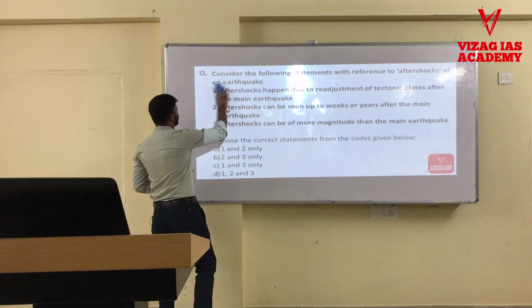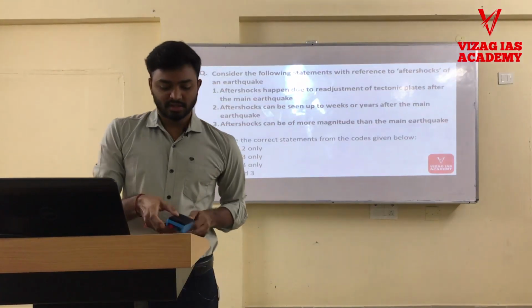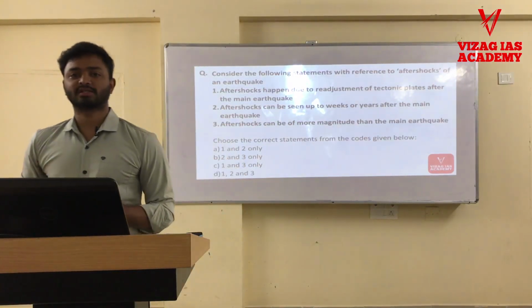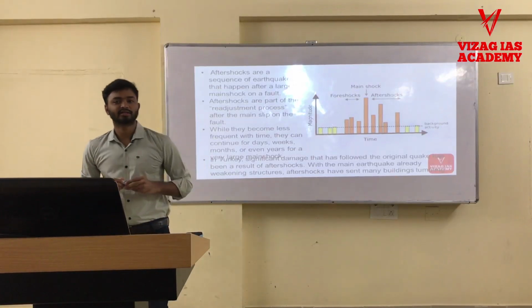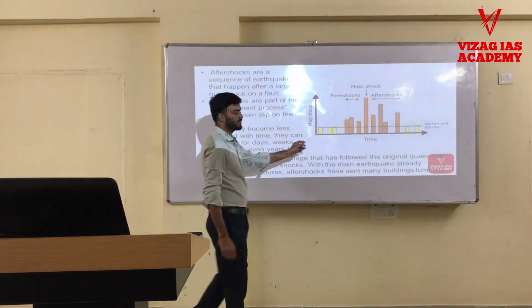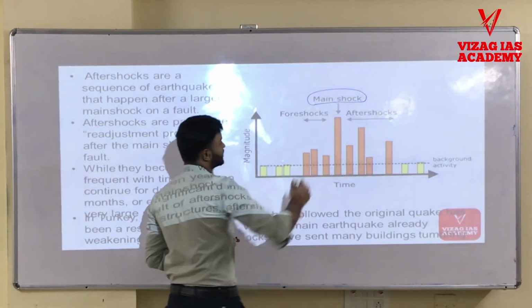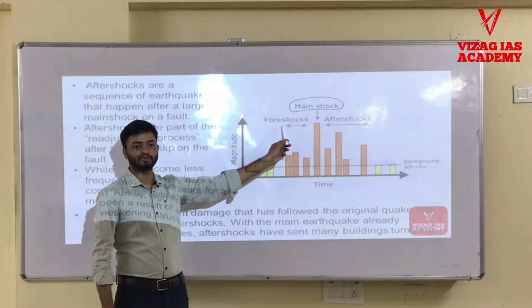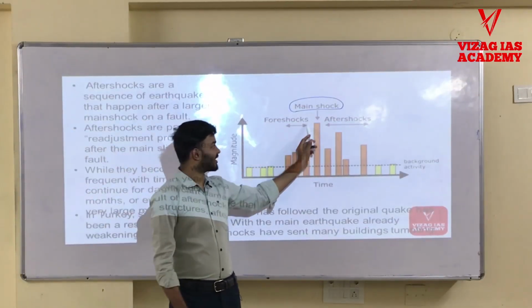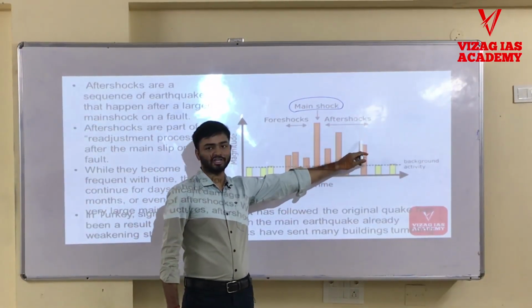Now let us see another question related to earthquakes, about aftershocks. Aftershocks are a series of earthquakes which happen after the main earthquake. If we plot the earthquakes and their magnitude on a graph on a time scale, the main earthquake is referred to as the main shock. Before this main earthquake, a series of smaller earthquakes are called foreshocks, whereas after the main earthquake, again we find a series of smaller earthquakes, called aftershocks.